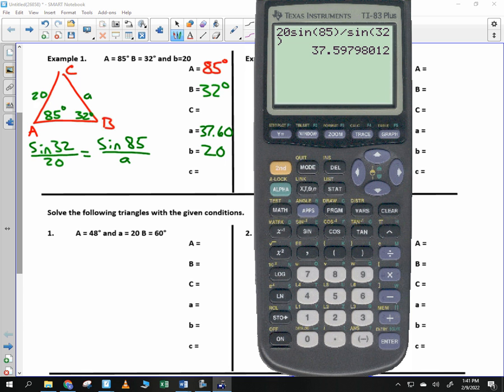Question, Ella. So for the rest, do we have to do that again? Or can we just do... Excellent. Can't use Pythagorean theorem because we don't have a right angle, do we? So we're going to set it up again. Can I find angle C now? Yeah. Can't use a squared plus b squared is c squared. Nope. So 180 minus 85 minus 32. Now I get 63 degrees.